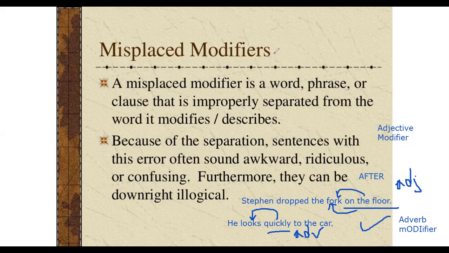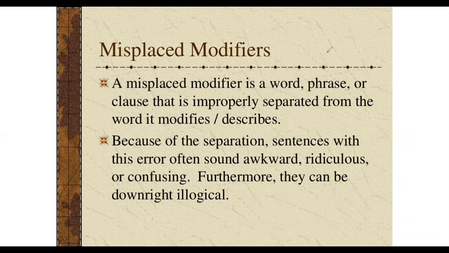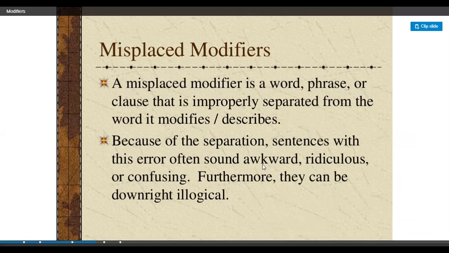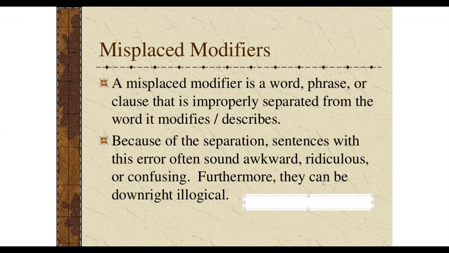But sometimes people get confused when they write, and they don't put the modifier right after the word it describes. If they misplace it and put it in a different place, we call it a misplaced modifier. What does misplaced mean? It means he put it in the wrong place. If he puts it in the wrong place, then the whole meaning will be wrong and weird.